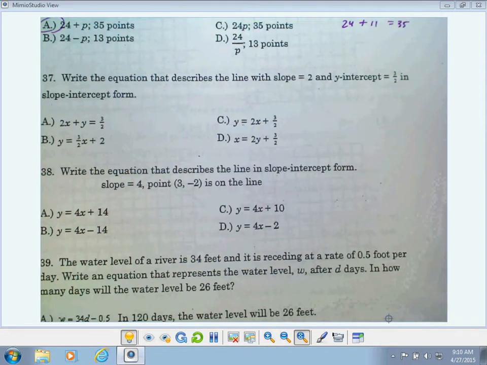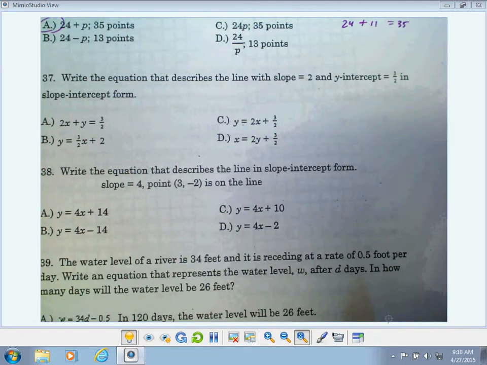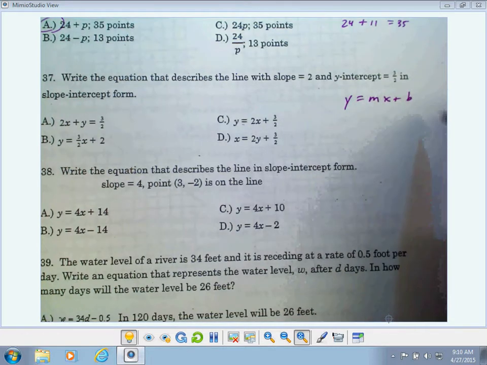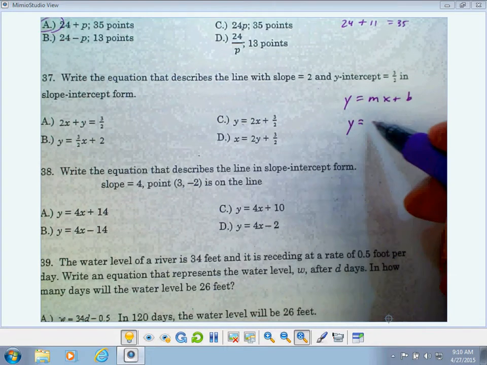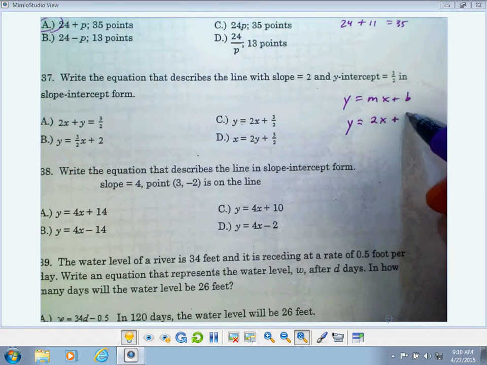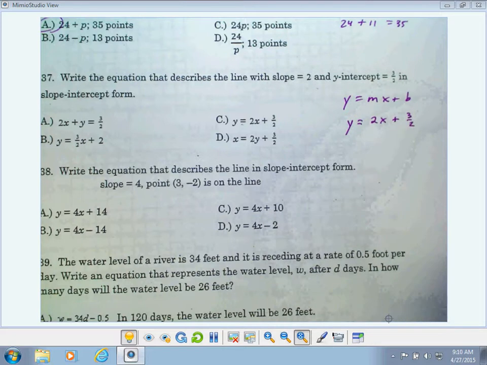Well, that's kind of fun because, to write a slope-intercept form of an equation, it's y equals mx plus b, and you need a slope for m and a y-intercept for b. So they actually told it to you directly. The slope is 2 and the y-intercept is 3/2. It's C.